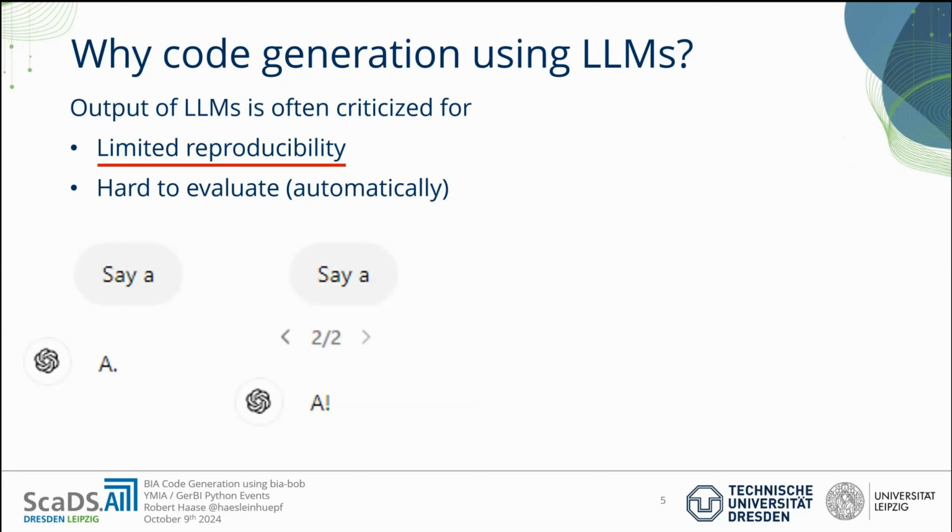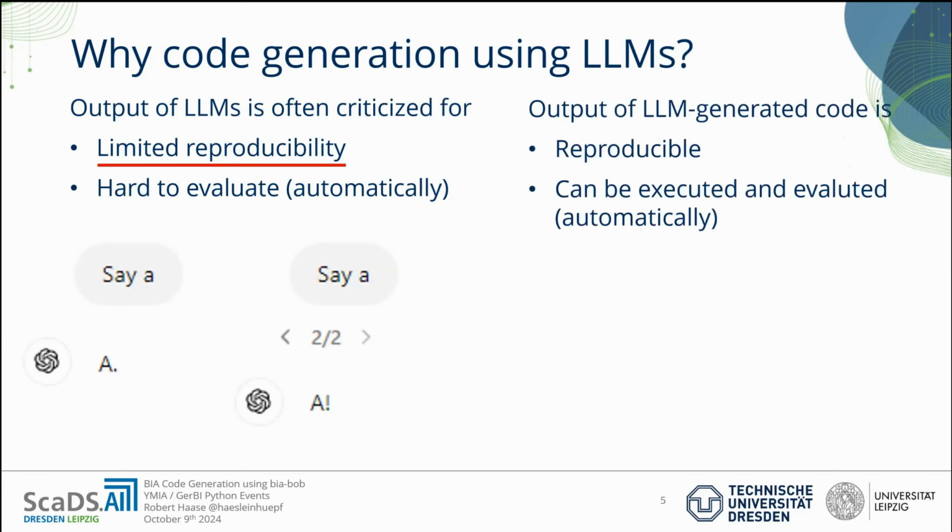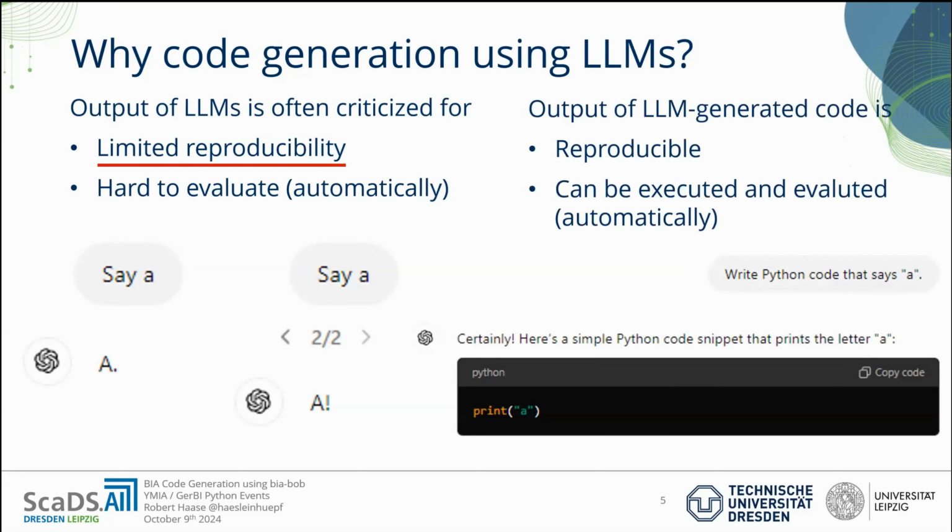If I want to do something today, and I want to do it again tomorrow the same way, language models might not be the direct way for doing that. And that's why I work so much on code generation, because if you ask a language model to write Python code that says A, it will do this, it will produce this Python code.